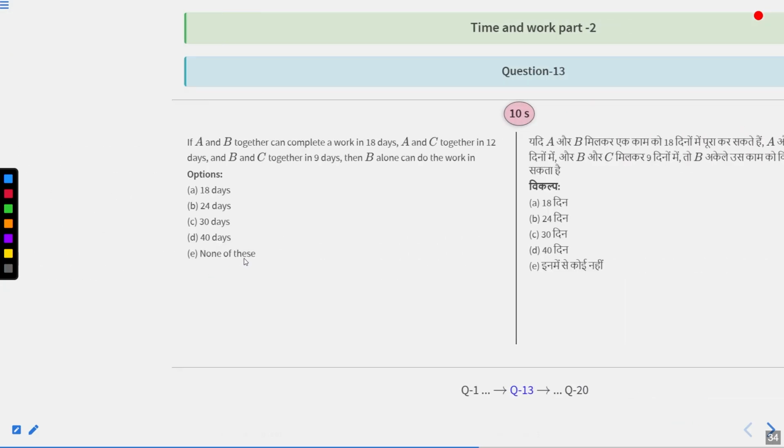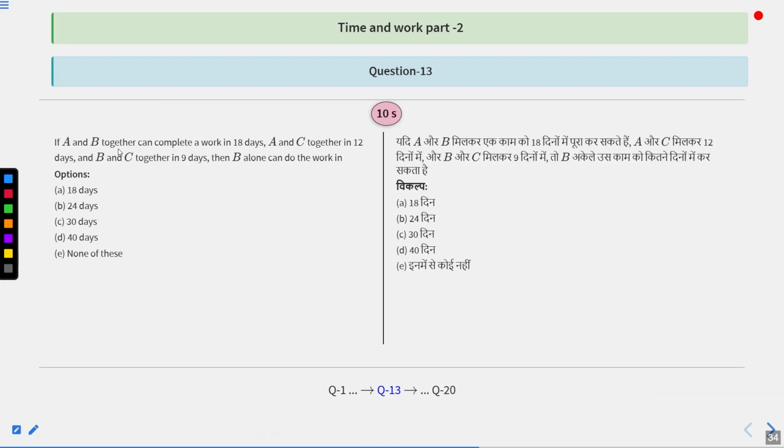Clear? Next one. A and B together can complete a work in 18 days, A and C together in 12 days, and B and C together in 9 days. Then B alone can do the work in how many days? You have 5 options and 10 seconds to analyze the question. Your time starts now.